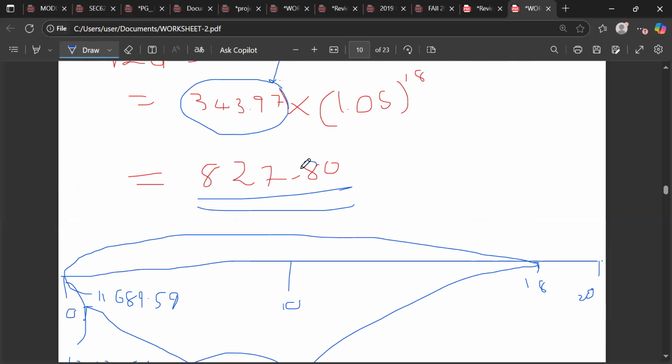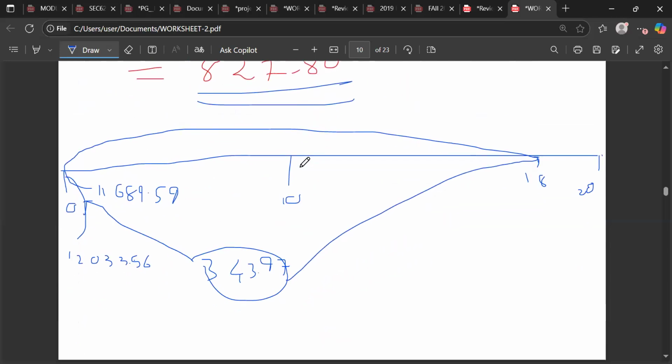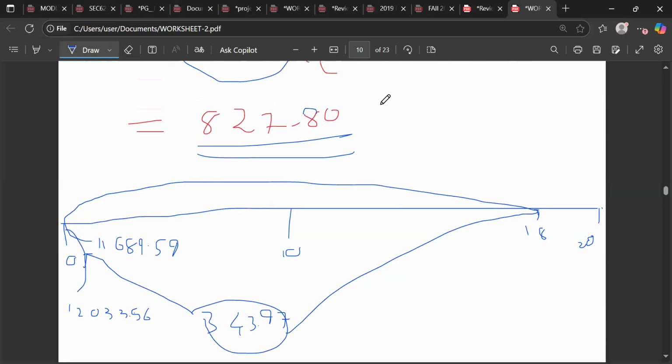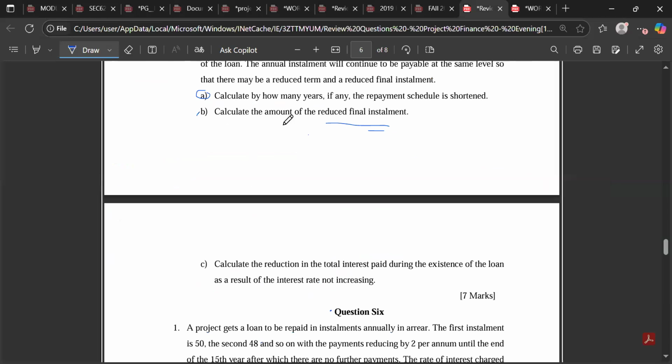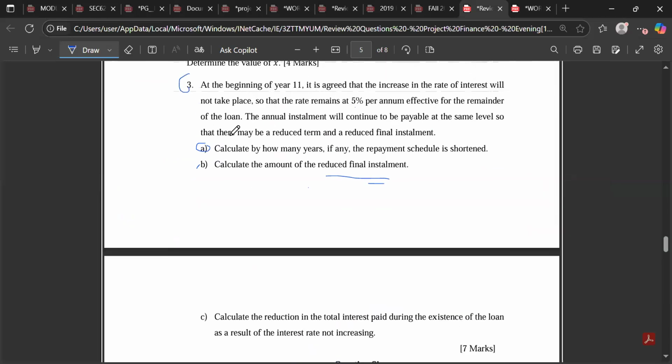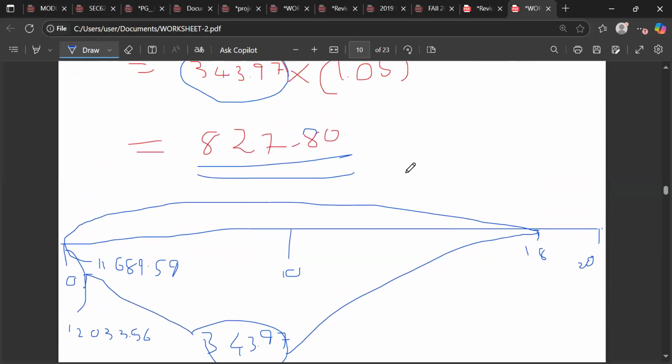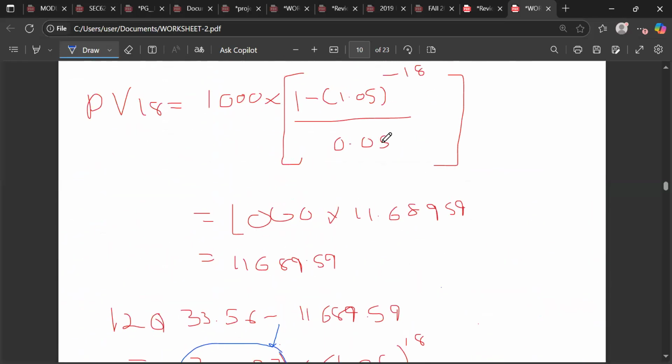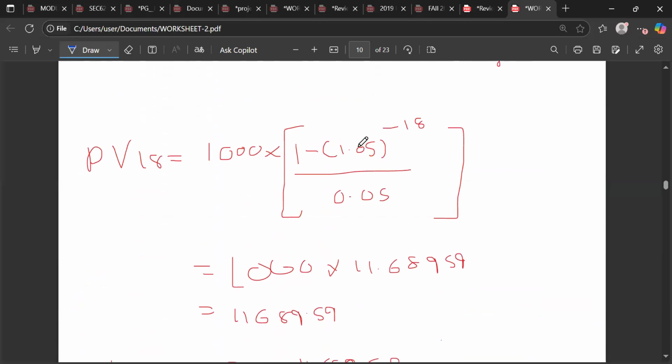Are we okay? Does that make sense? For the time diagram, I've seen how we've drawn it, but I don't know why I'm making a mistake on the B part. Maybe show the slide where it's starting. For the 1000 brackets, 1 minus 1.05 to the power negative 18, divided by 0.05, I don't know why I'm getting something very different. I'm not getting the 11.